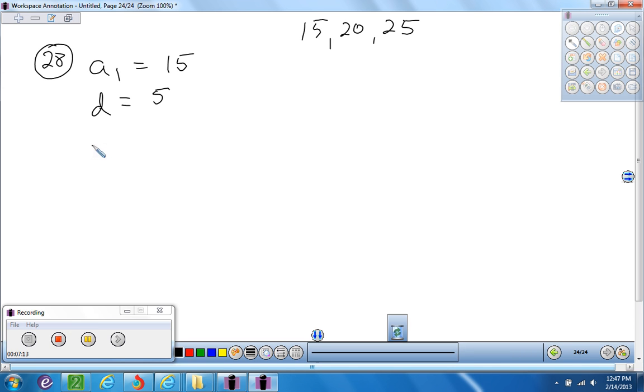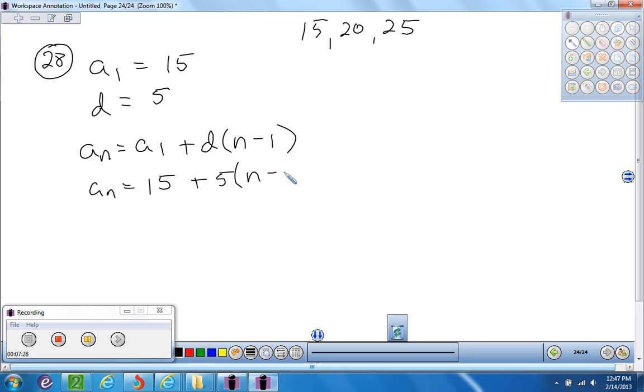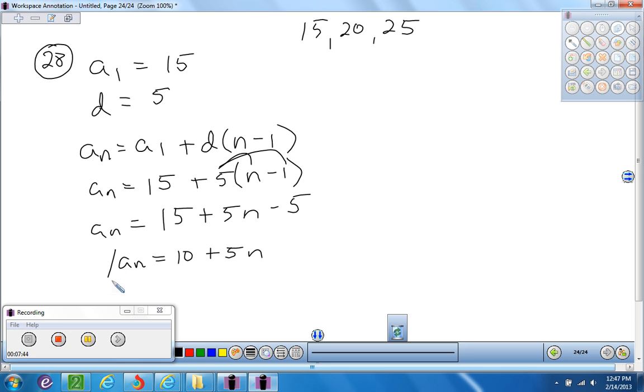Okay, so it says write a function. The way we do that is we know a sub n is going to be equal to a1 plus d times (n minus 1). So a sub 1 is 15, common difference is 5. We're going to distribute our 5 through, so we get 15 plus 5n minus 5. Combine like terms, so we combine the 15 and the 5, and we'll get 10. So a sub n is equal to 10 plus 5n. That would be the function, and we could plug in any number of months for n and figure out how many guitars he should be making.